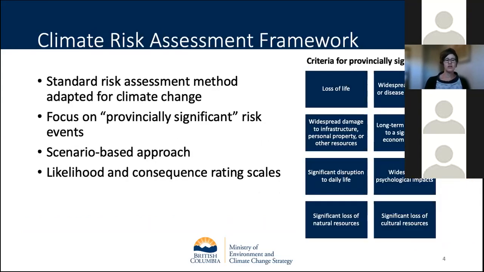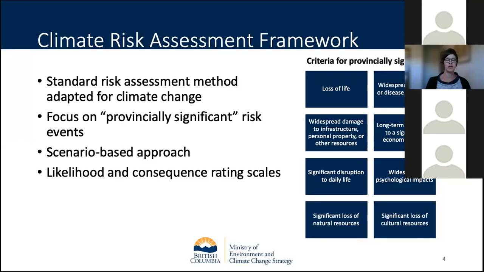Great. So we used a standardized methodology for assessing risks, the ISO 31000 standard, and adapted it for use with climate change. Our focus, as I said, was on provincially significant risks. So we were interested in the kinds of risks that the provincial government would have a responsibility for responding to. So things like risks to loss of life, widespread injuries or disease, damage to infrastructure, long-term disruption to the economy, significant disruption to daily life, widespread psychological or health impacts, and significant loss of natural and cultural resources.